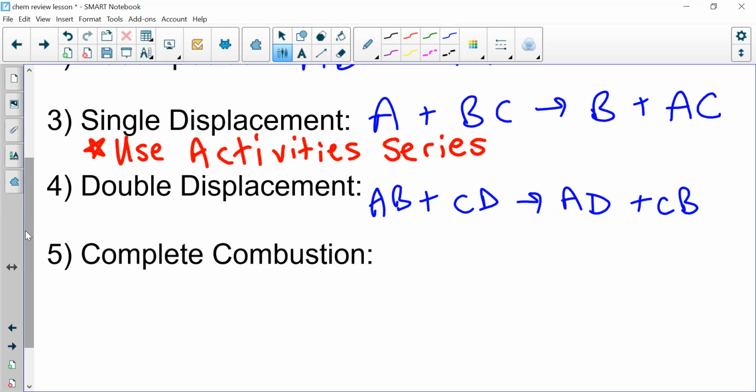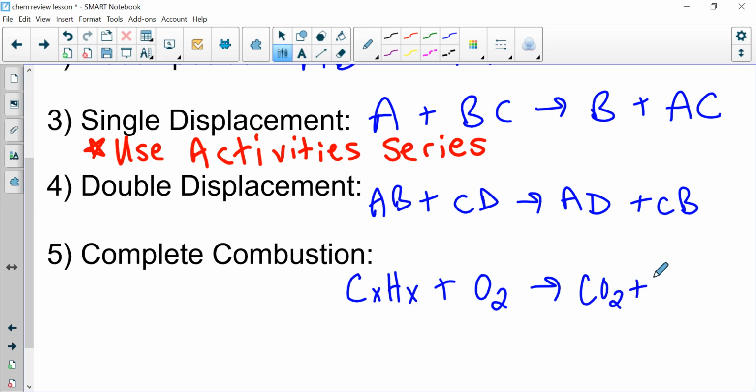What's happening in complete combustion? CxHx plus O2 equals H2O plus CO2. Good. So you have a hydrocarbon burning in oxygen. It's going to make carbon dioxide, water, and release a lot of energy.